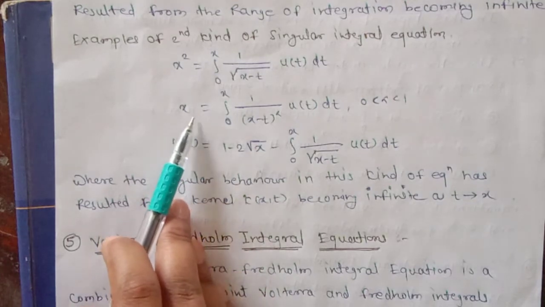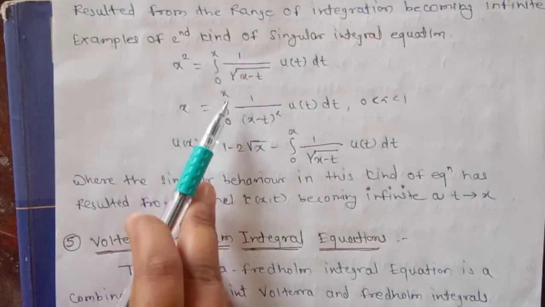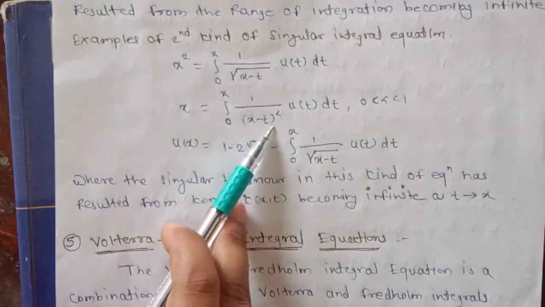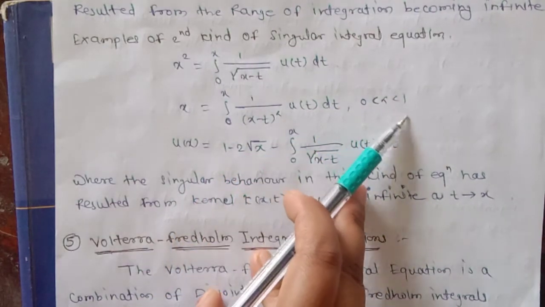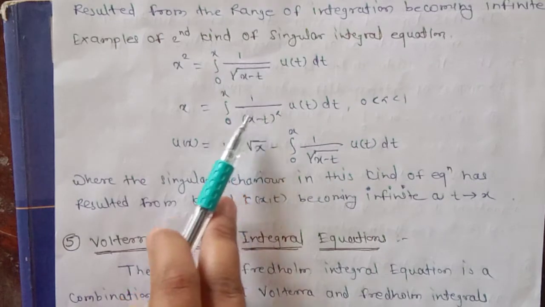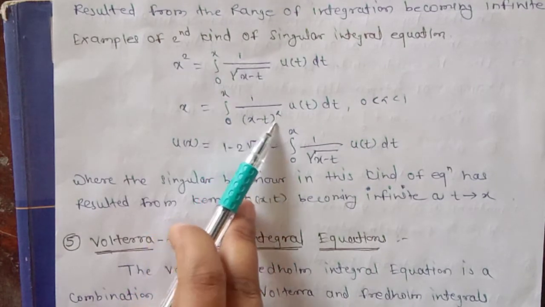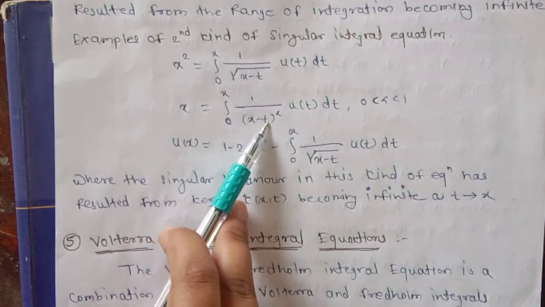Similarly another equation is x is equal to integral 0 to x 1 upon x minus t raised to alpha u of t dt for 0 less than alpha less than 1. Here also as t tends to x, x minus t becomes 0, 1 upon 0 becomes infinity.